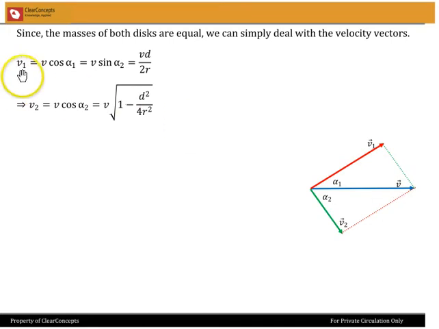So here we can see that v1 will be simply v cos alpha 1, and that's also v sine alpha 2. And we got earlier that sine alpha 2 is d by 2r, so we get v1 is vd by 2r. v2 on the other hand, we can see that that is v cos alpha 2, and we got sine alpha 2 as d by 2r. So cos alpha 2 will be square root of 1 minus d squared by 4r squared. So we get v2 to be equal to v times square root of 1 minus d squared by 4r squared.